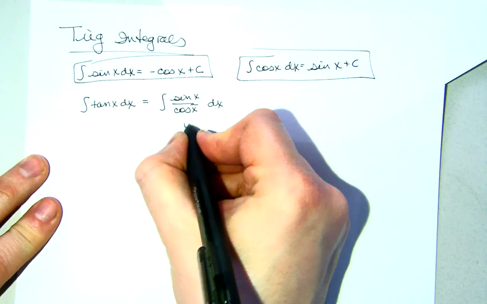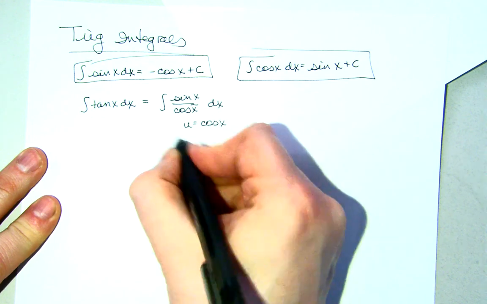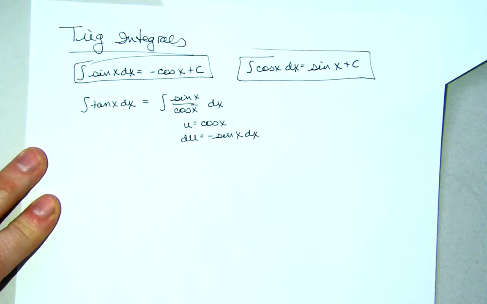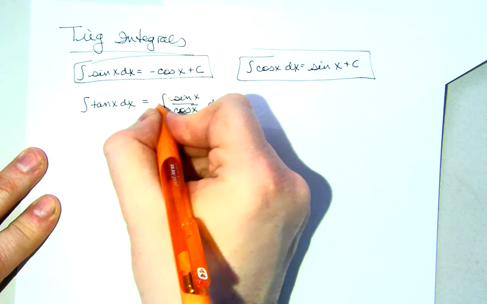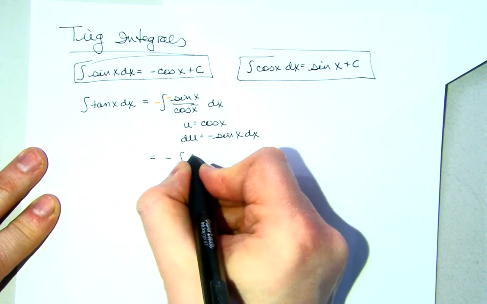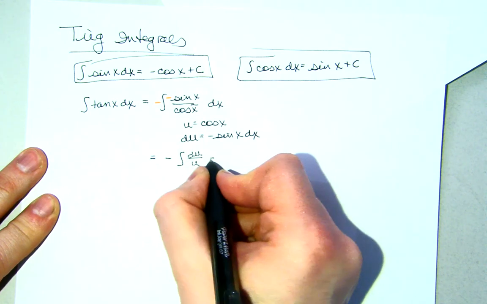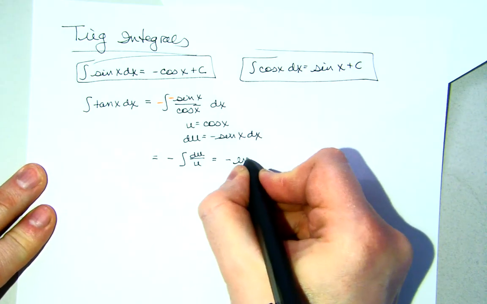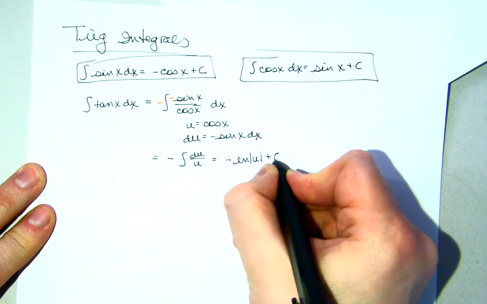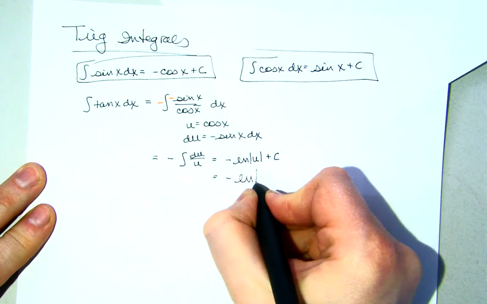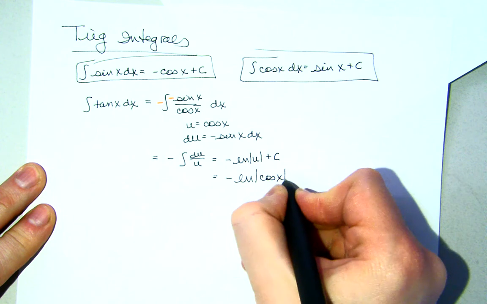Let's try it. What's du? Negative sine x dx, which is basically what I have up top. I can make this work by sticking a negative inside and a negative outside. I can turn this into negative the integral of du over u. This is going to let me create the formula for the integral of the tangent of x. Okay, that's the negative of the natural log of the absolute value of u plus a constant, or the negative of the natural log of the absolute value of the cosine of x plus c.